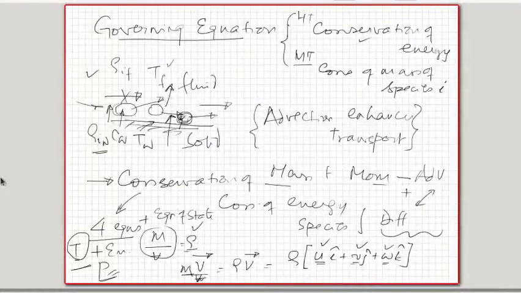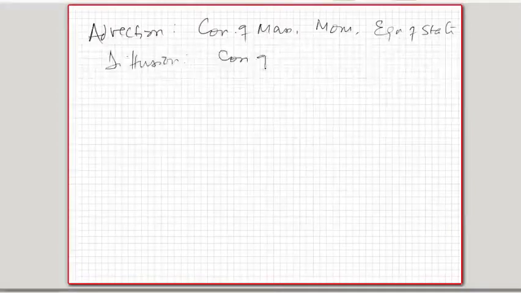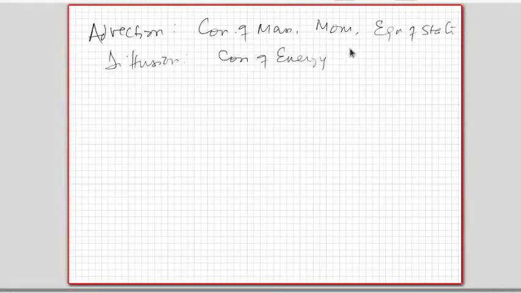Okay, so if I then summarize, advection is governed by conservation of mass and momentum and equation of state, and diffusion is governed by conservation of energy for heat transfer, and species for mass transfer. And when I say species, it's actually conservation of mass of an individual species.